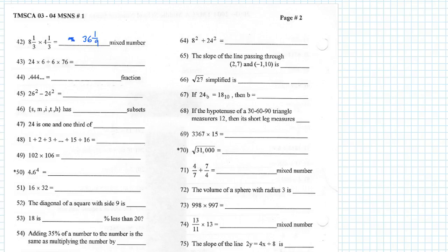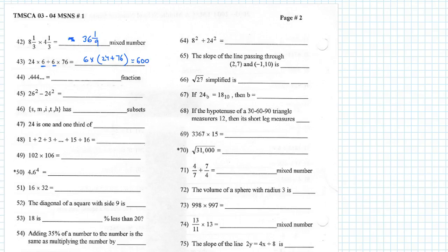Question 43. 24 times 6 plus 6 times 76. So one thing you should notice over here is that you can take 6 as a common factor. So this is equivalent to 6 times (24 plus 76). So 24 plus 76 is 100. So the answer will be 6 times 100, which is 600.